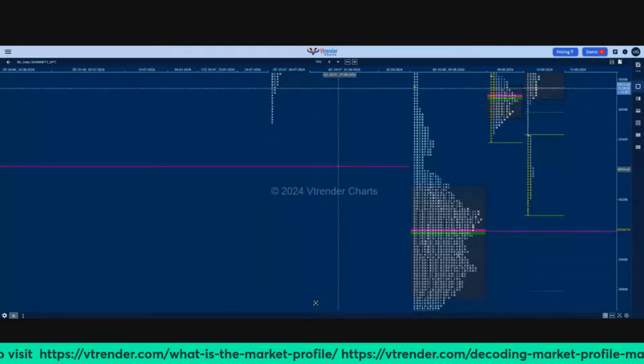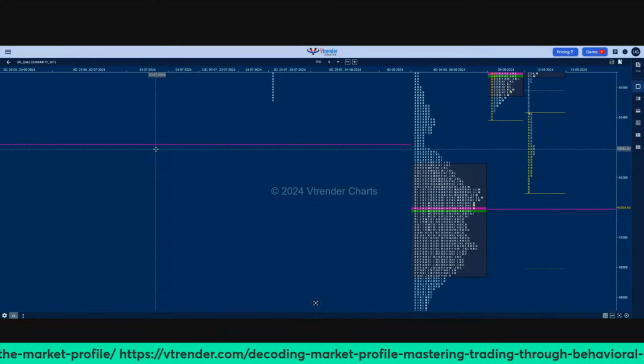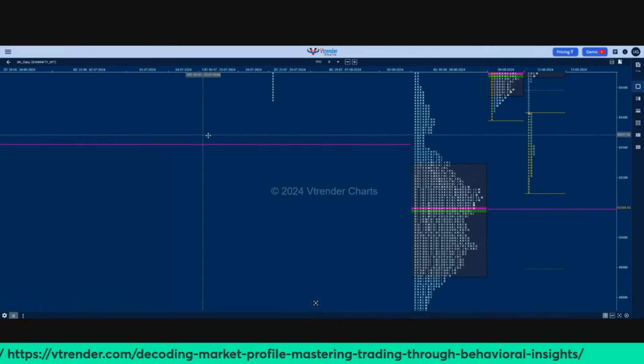So that is how we are placed in Bank Nifty. I'll have these hypotheses marked out in the report again, and we will see how this goes tomorrow.